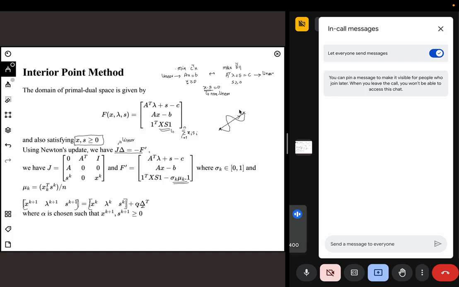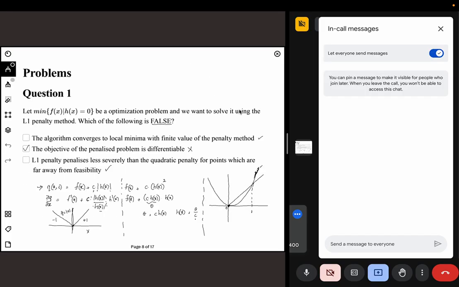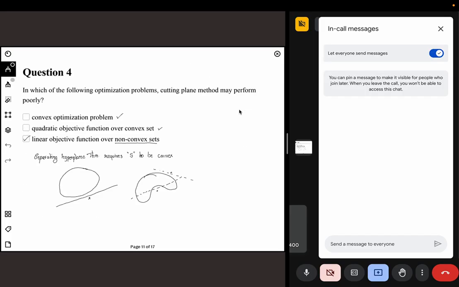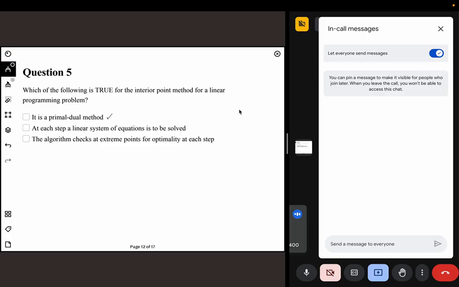So for each iteration, we have to solve this linear equation, but the original equation that we are trying to solve is not linear. That is a nonlinear equation. So this is a primal dual method. I think this is that J times delta equal to minus F step.